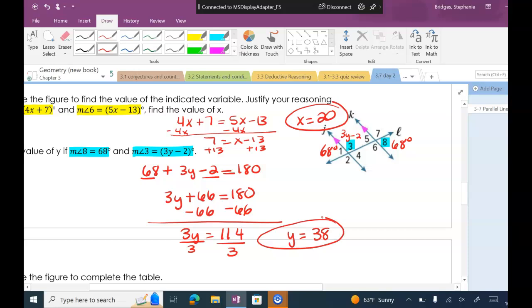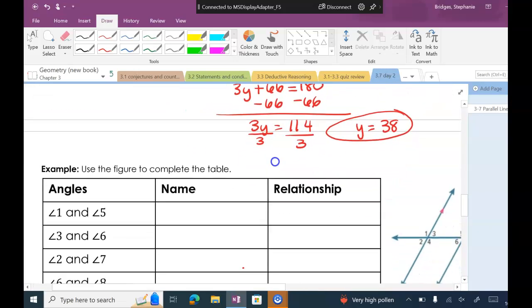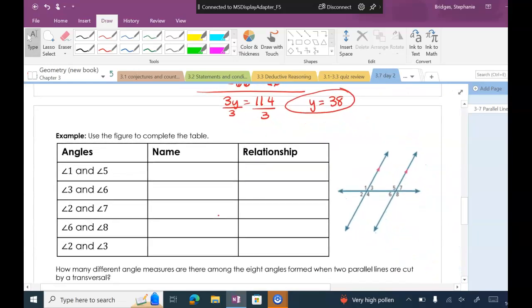Yeah. Okay. So again, you're going to have to look at your pictures. You're going to have to decide what pair are they: alternate interior, alternate exterior, corresponding, same side interior, same side exterior. That tells you what their relationship is. They're either congruent or they are supplementary. I would like for you to flip it over. I want you to tell me what type of angle pair each one is.